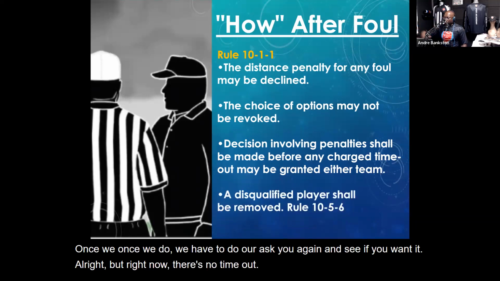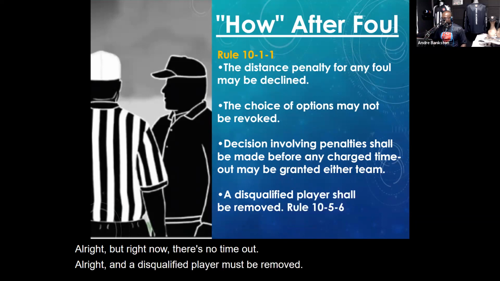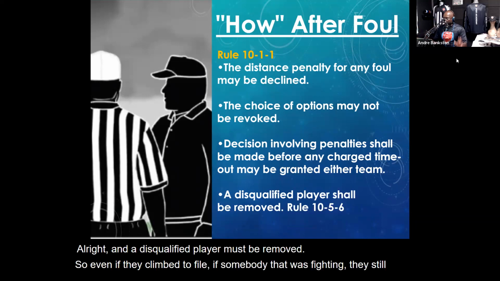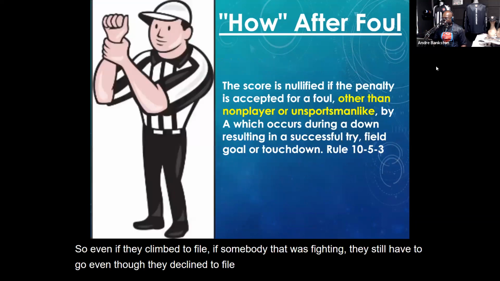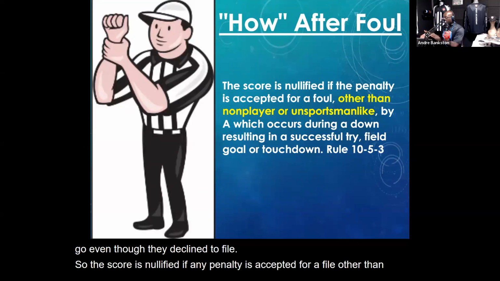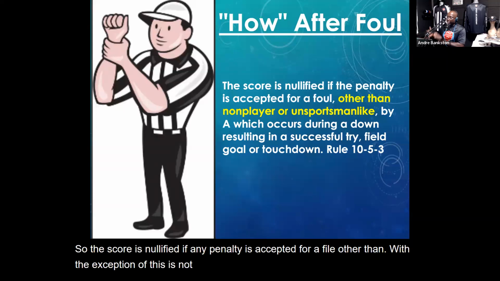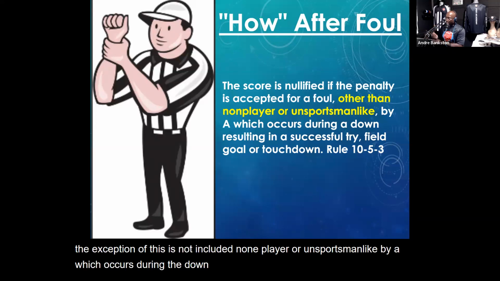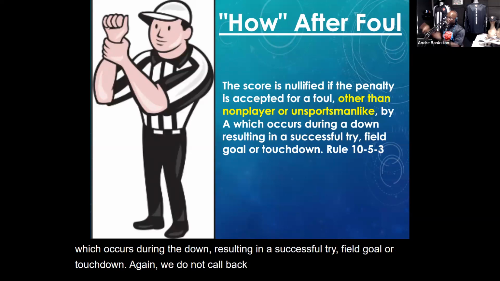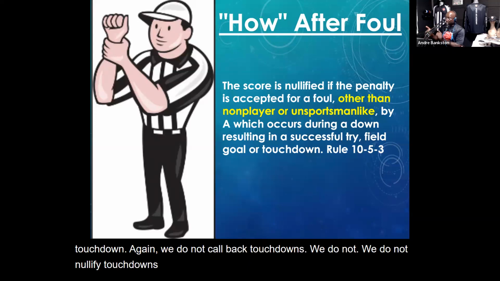And a disqualified player must be removed. So even if they decline the foul, if somebody was fighting, they still have to go, even though they declined the foul. The score is nullified if any penalty is accepted for a foul, with the exception of a non-player or unsportsmanlike foul by A, which occurs during a down resulting in a successful try, field goal, or touchdown. Again, we do not call back touchdowns. We do not nullify the score because of a non-player unsportsmanlike conduct foul.